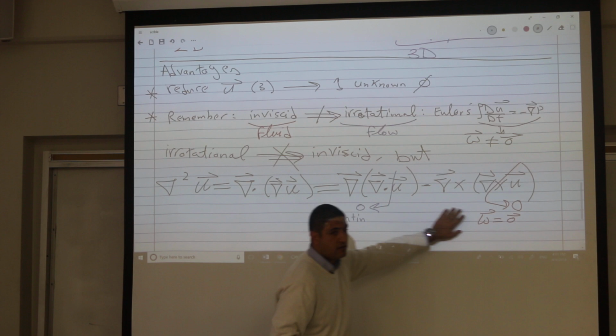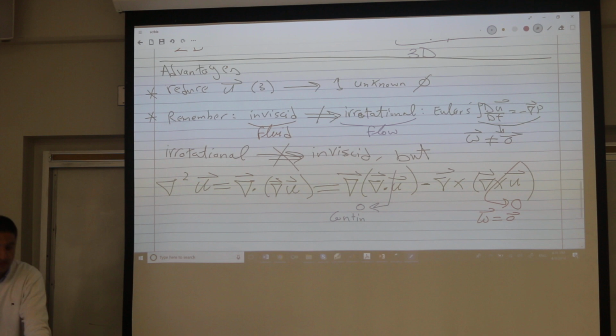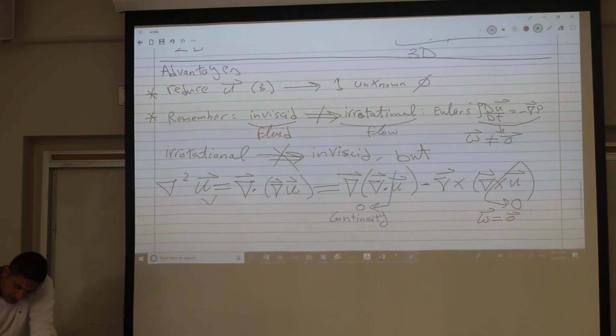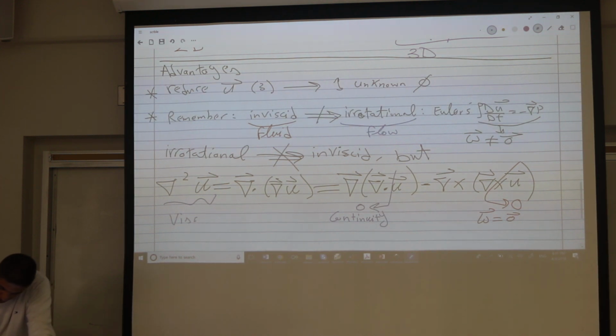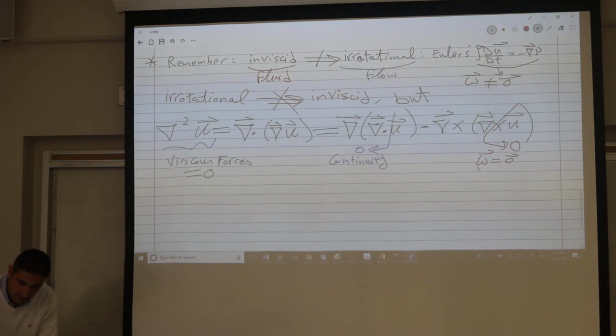So for incompressible, irrotational flow, there are no viscous stresses. There's no effect of viscous stresses, viscous force. Because of continuity, the viscous forces are zero within the framework of irrotational incompressible flow. So this is one of the biggest advantages. You don't need to assume inviscid. It's naturally gone. This is an important thing.